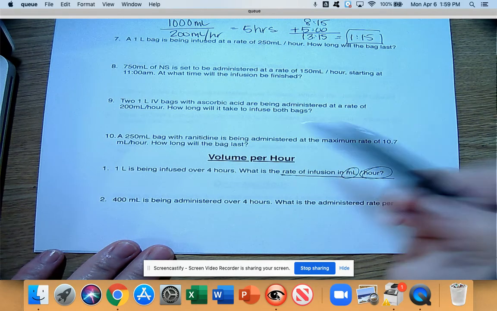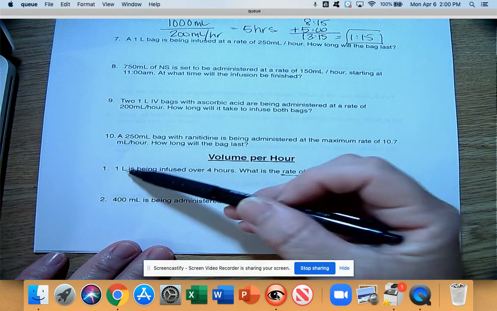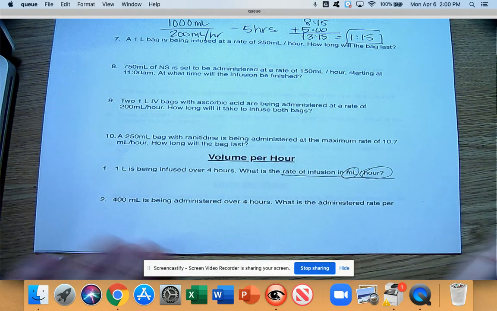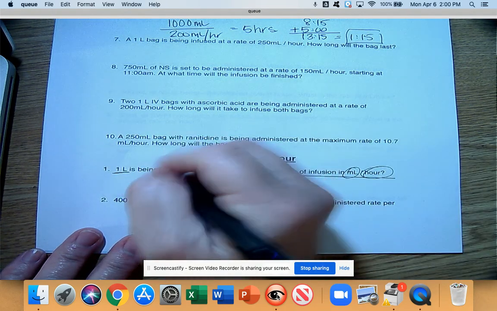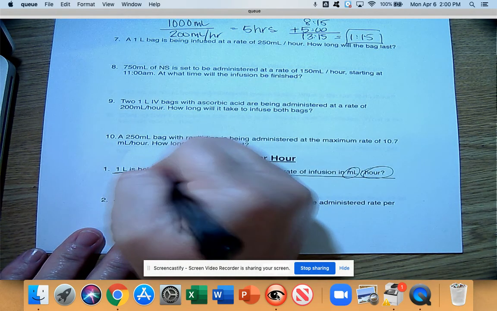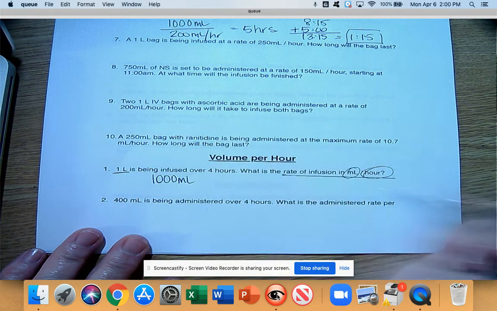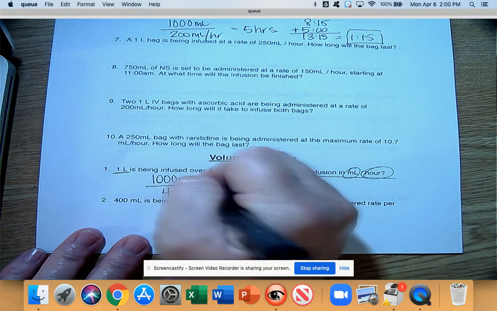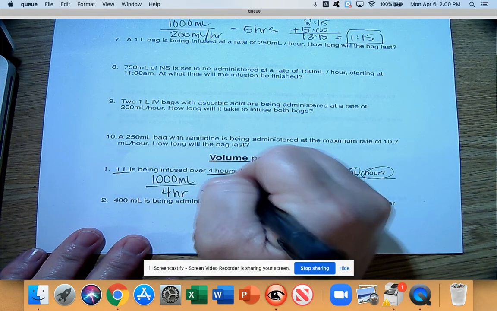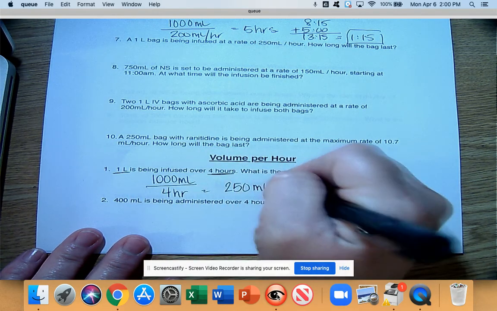So it's telling me I have a 1 liter bag and it's going to be infused over 4 hours. So I know I want to work in milliliters, of course, just like always. I know 1 liter is 1,000 milliliters. So I have a 1,000 milliliter bag and it's going to run over 4 hours. So 1,000 divided by 4 tells me that this patient's going to get 250 milliliters per hour.